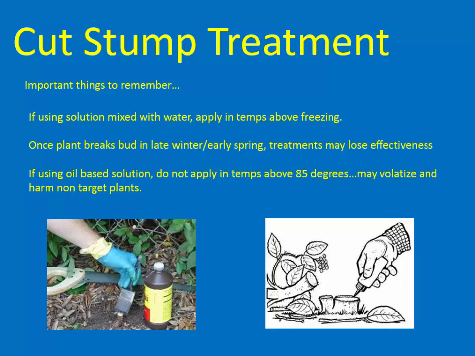If you're using an oil-based solution, if you're using any of the 4s mixed in oil, do not apply in temps over 85 degrees. Over 85 degrees, the oil starts to volatilize and the chemical starts to break down. So save the 4s for the wintertime, and use 3s during the growing season. You can use them as a cut stump treatment, or a full application.